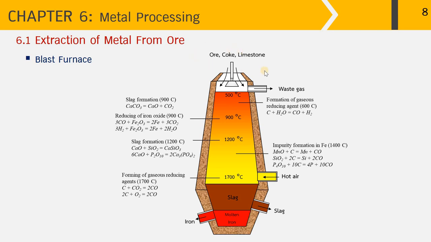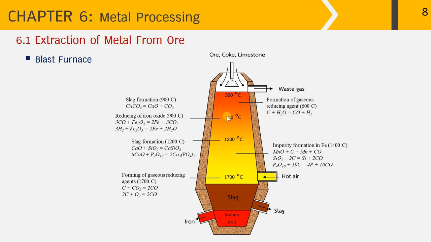This diagram shows the reactions taking place within the blast furnace at high temperature. As we know, the iron ore, coke and limestone are sprinkled into the stove over here, and many reactions take place down to the bottom, as the temperature increases from the top at around 500 Celsius down to the bottom at around 1700 Celsius. Once the three raw materials enter the stove, the formation of the gaseous reducing agent takes place at 600 Celsius. This is where we have the carbon monoxide here.